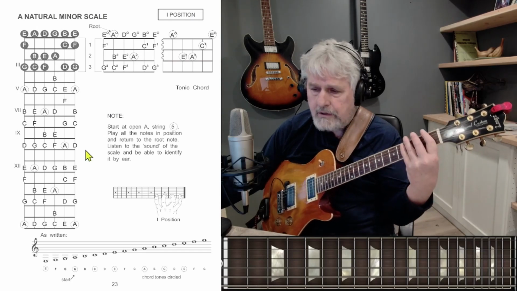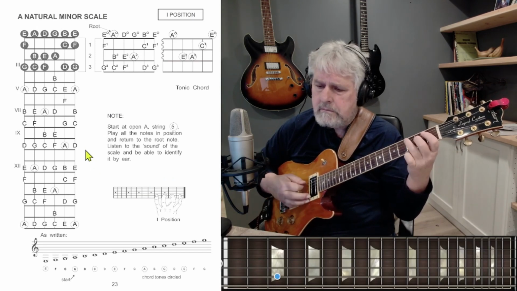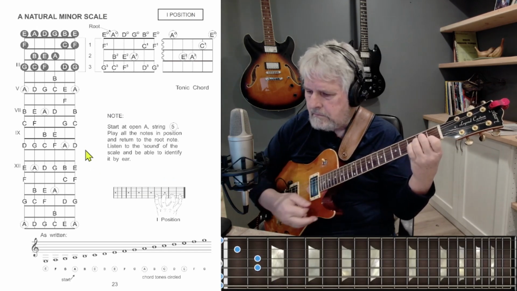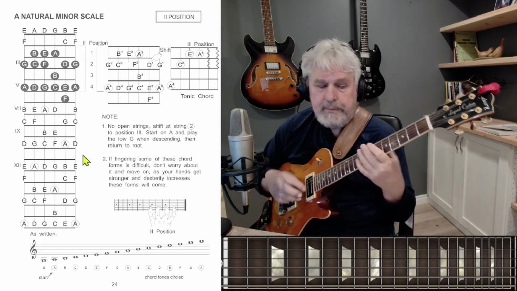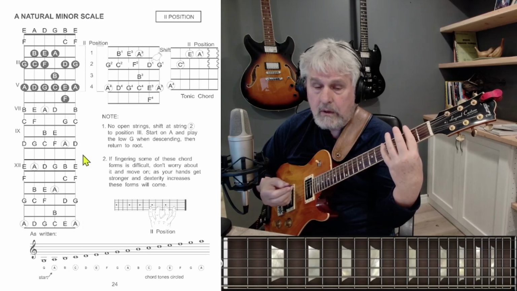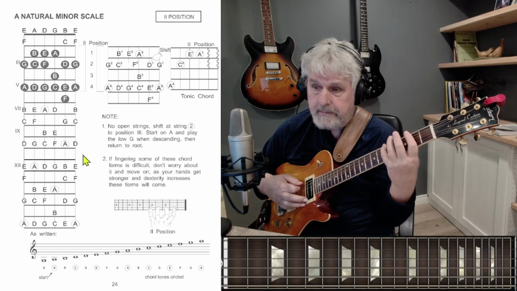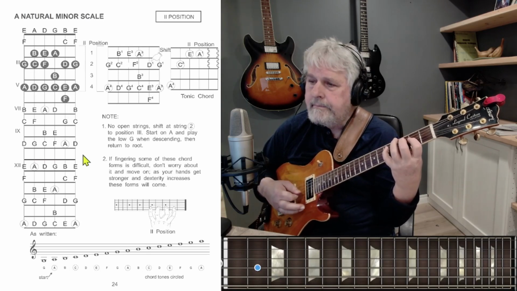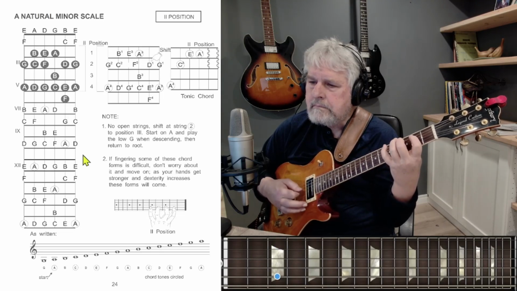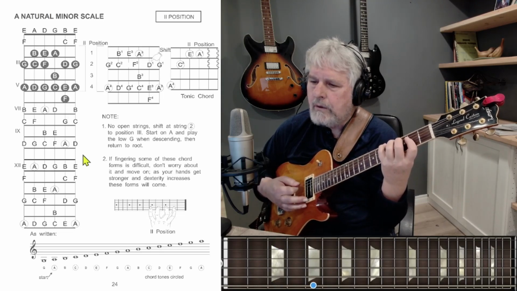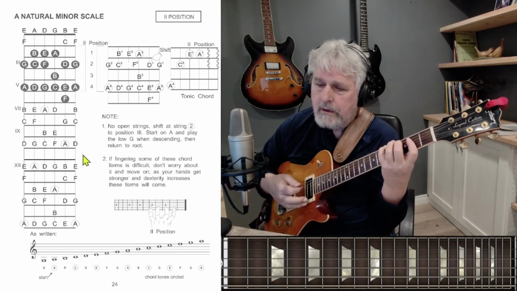So this is open position, or first position. Okay, let's move on. Now we're in second position. I call it second position because I've moved my finger up to second position. Simple as that. And then my chord, and there I have A minor.